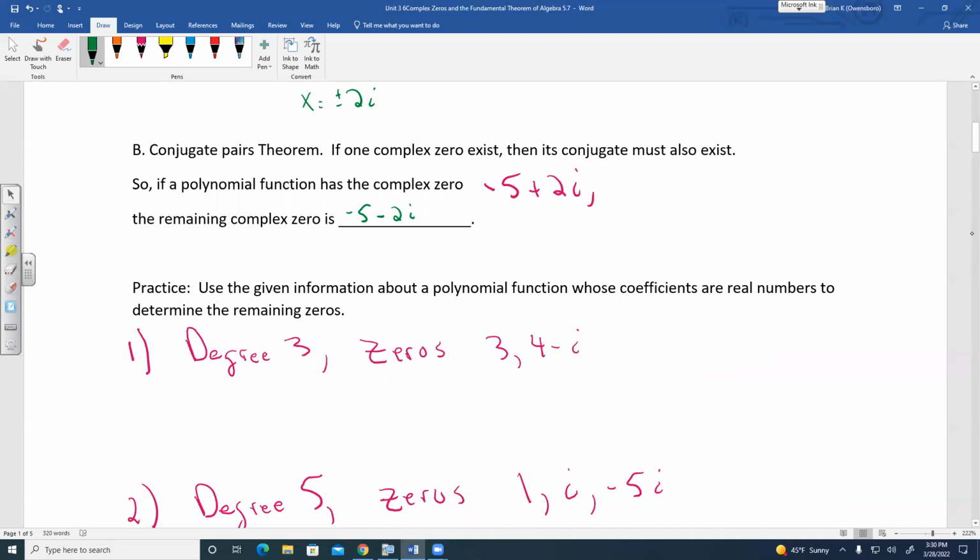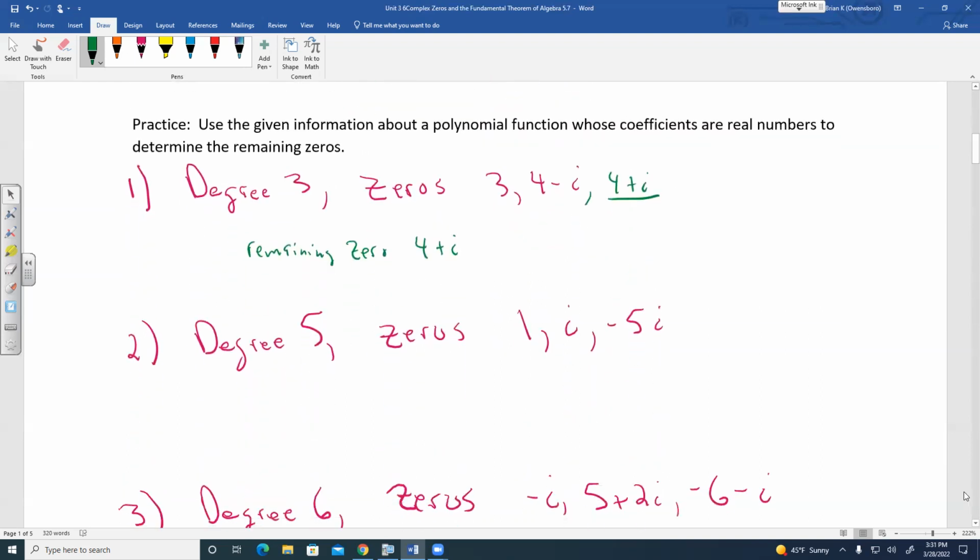So if I have 3 and 4 minus i, the remaining zero, well, since there's a 4 minus i here, its conjugate must also exist. So 4 plus i would also exist. So that would be the 3 zeros. 3, 4 minus i, and then 4 plus i would be the missing one. So if I have a degree 5 polynomial function, if the zeros given are 1i and -5i, we need to find the remaining zeros.